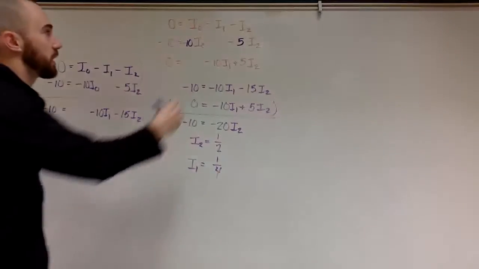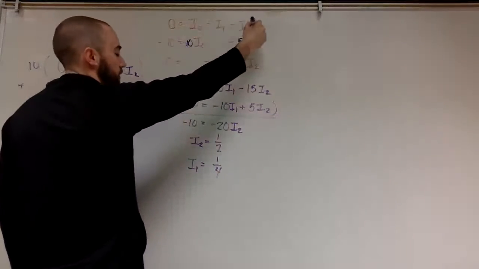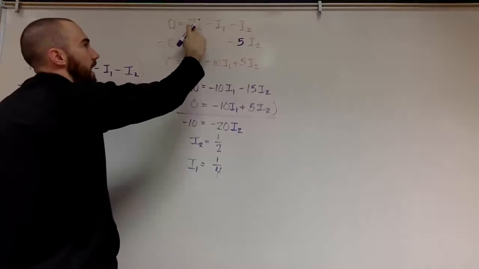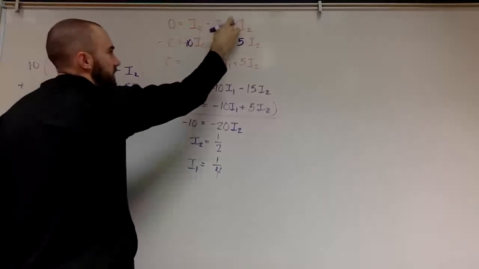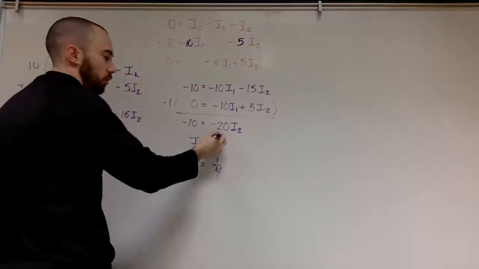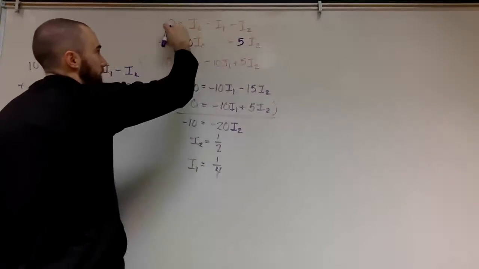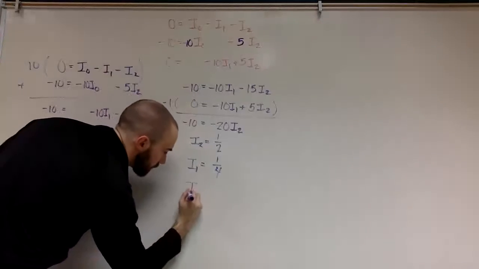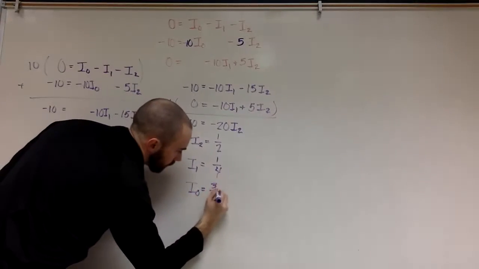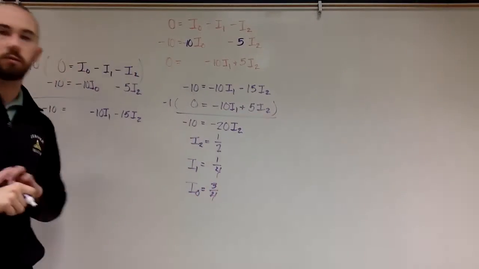Now what I can do is come up here and plug it into the top equation. So I0 has to be equal to the sum of these two with an opposite sign. So 1/2 plus 1/4 is 3/4, which means to get this to equal 0, I0 has to equal 3/4. There you have it, Kirchhoff's laws.